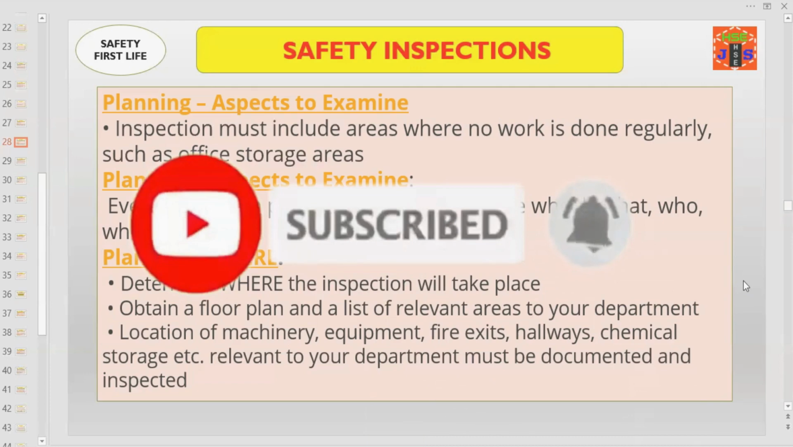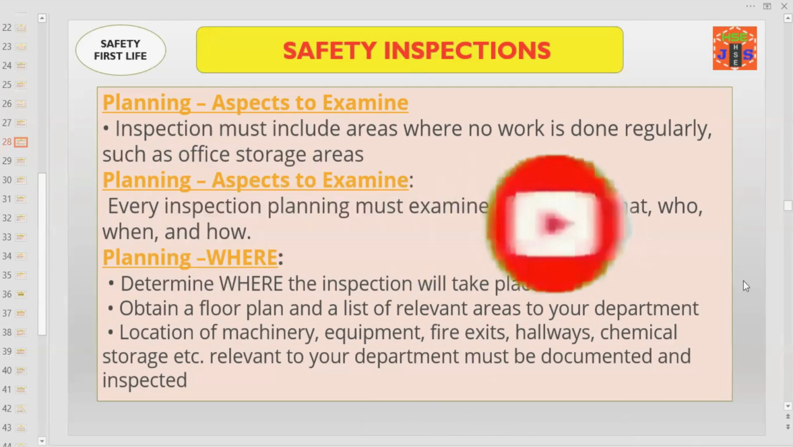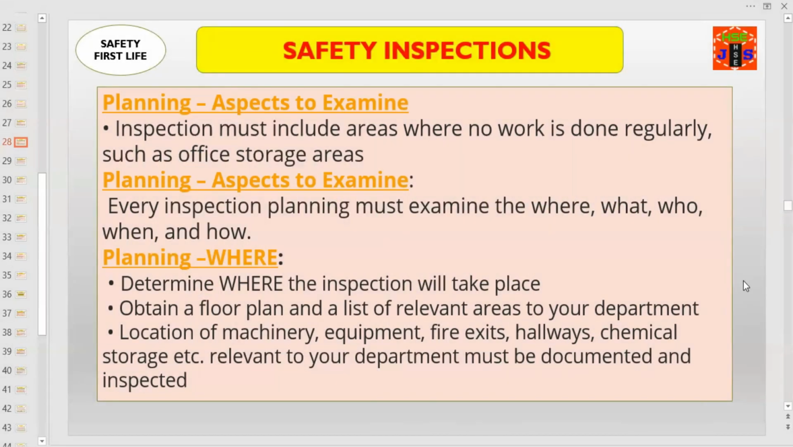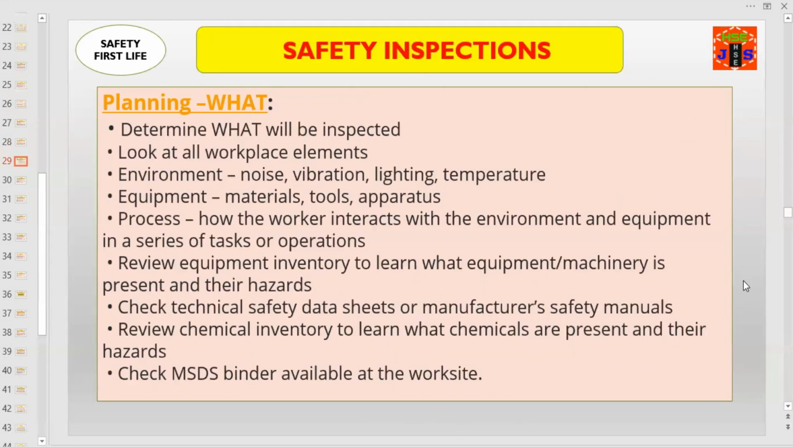Relevant to your department, a work area, and all these must be documented and you have to inspect. After understanding the first term, where to inspect, let us now discuss what to inspect. These are the common words, but once you categorize each single word, it's easier for you to go through everything. Dear friends and colleagues, it is very important to determine what will be inspected.